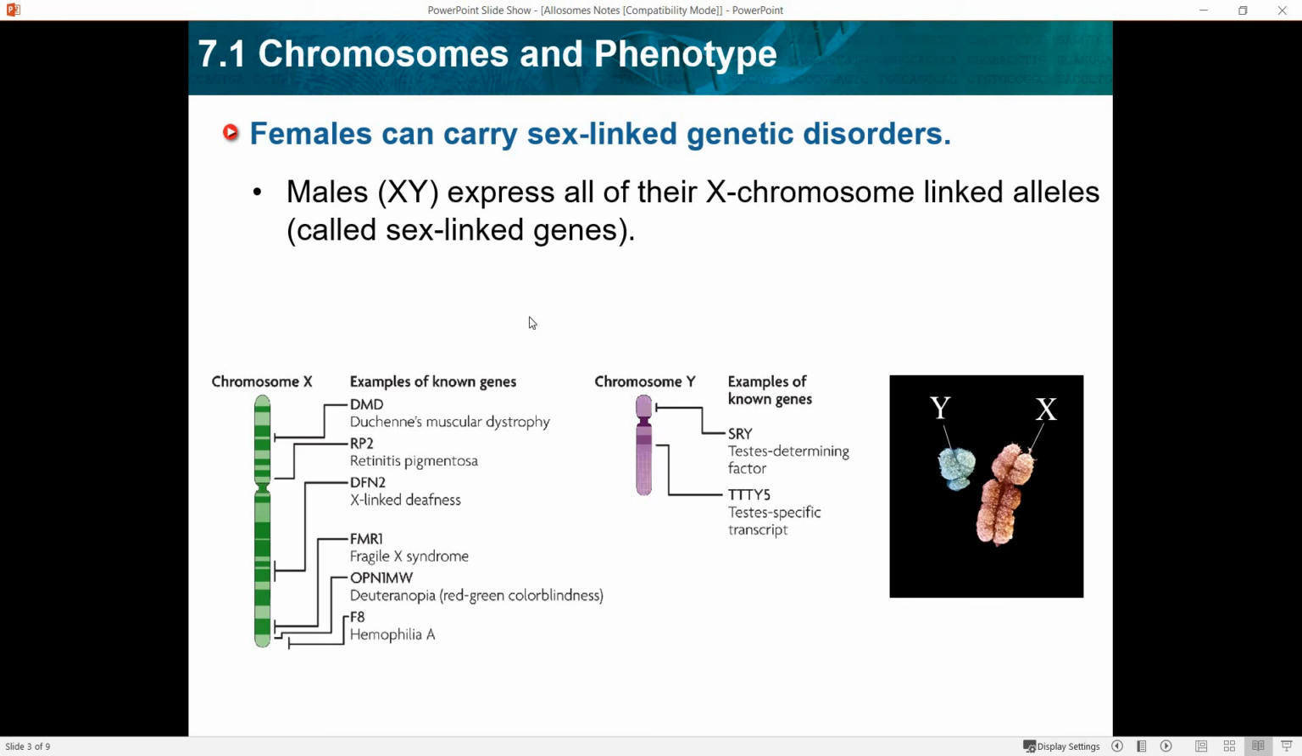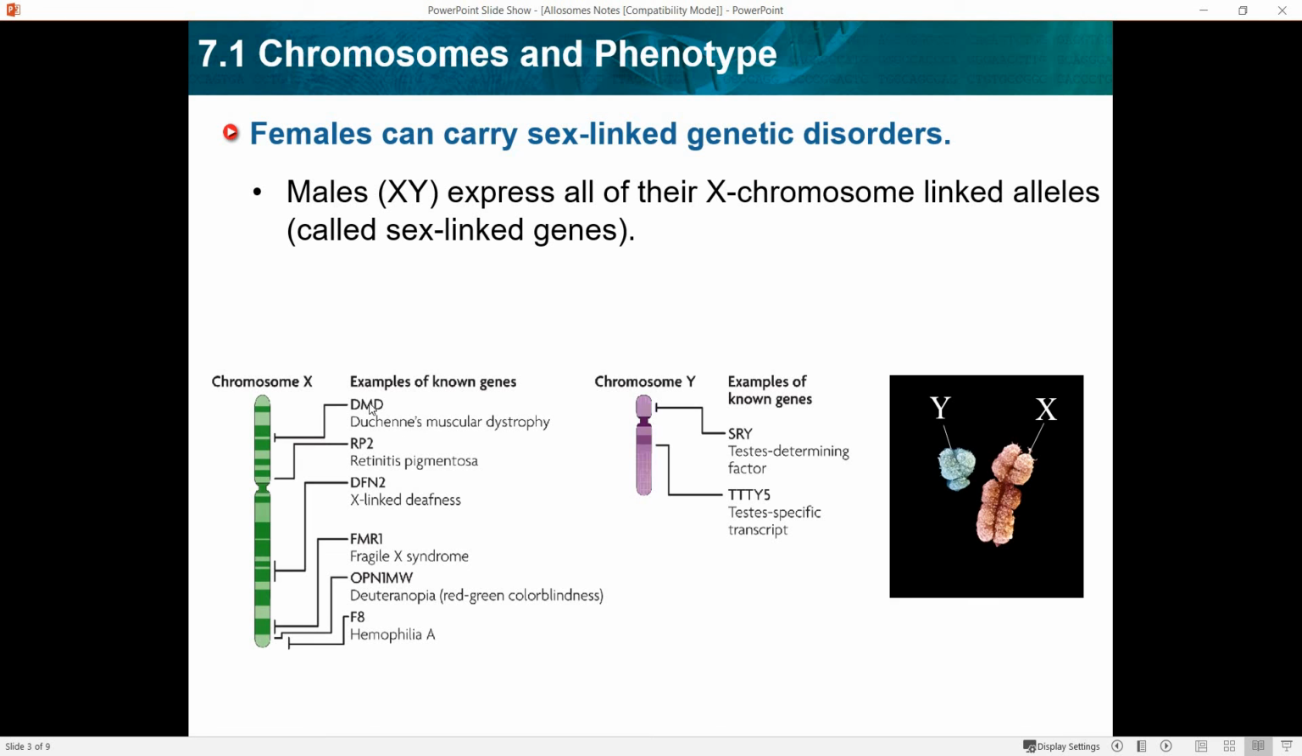Because if you have 2 chromosomes, like chromosome 21 or 12 or whatever, if you have 1 recessive allele for the disease, but you have a normal allele on the other chromosome for that pair, you're not going to have the disease.